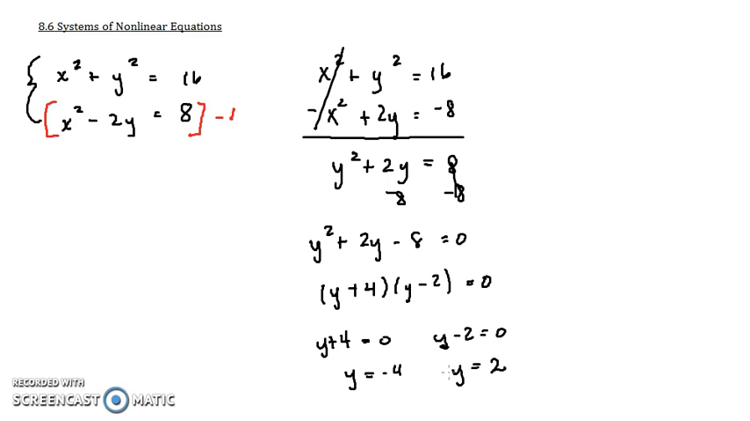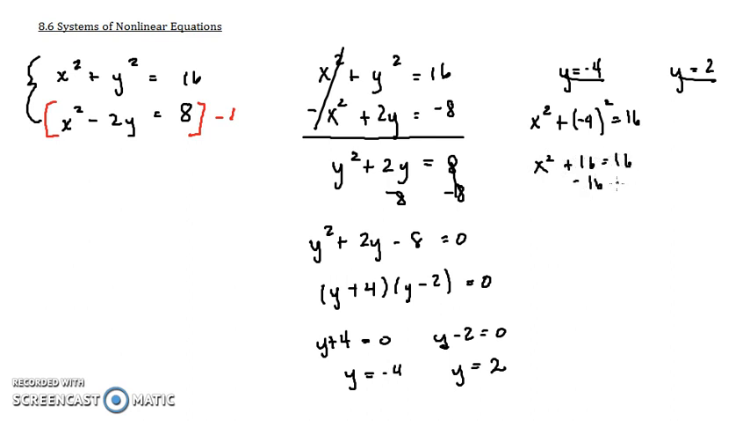And we need to go back and plug those back in. So we're going to plug in negative 4 and check. And we're going to plug in positive 2 and check. All right, it doesn't matter which one you want to plug these into. We can use the first equation. So we've got x squared plus negative 4 squared equals 16. So we're going to get x squared plus 16 equals 16. So we subtract 16 from each side. We get x squared is equal to 0.